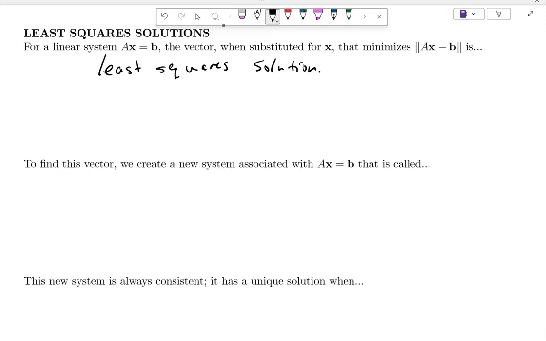To figure that out, that was when we called that the normal system. We rearranged that to create the normal system. And again, that normal system was A transpose A times x equals A transpose times b. That's what's referred to as the normal system.